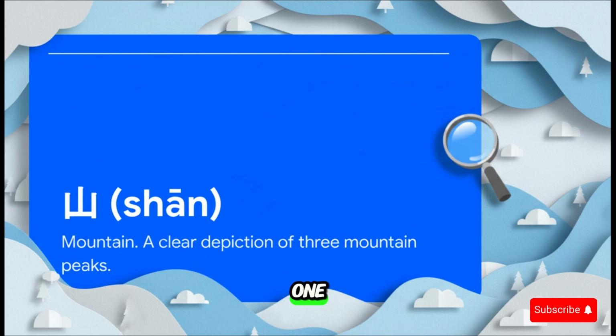Or what about this one? This is the character for mountain. There is absolutely no secret code here. It is literally a drawing of 3 mountain peaks. Once you see it, you just can't unsee it, right? It's a perfect example of just how visual this language can be.